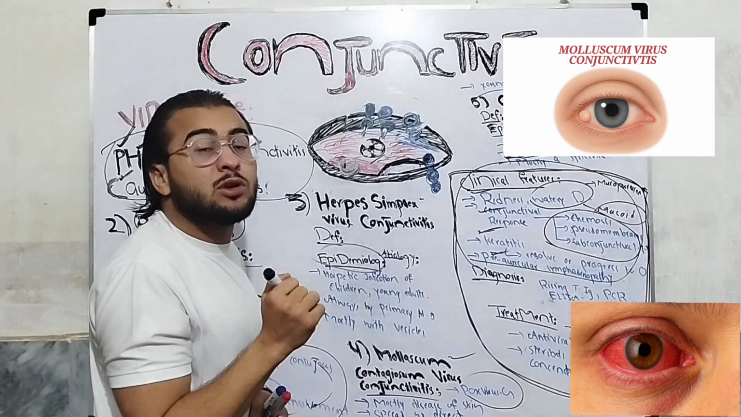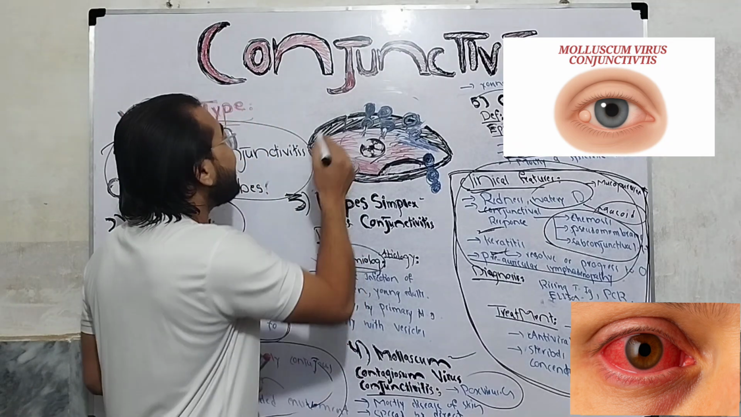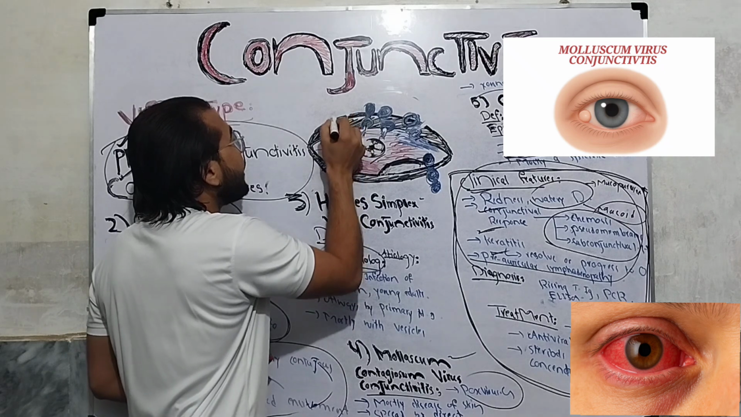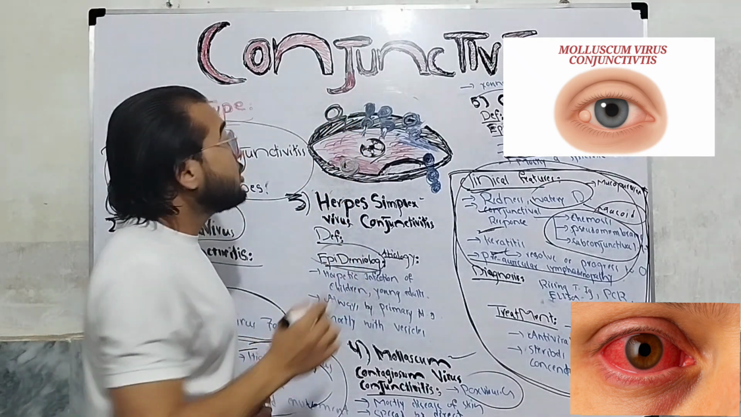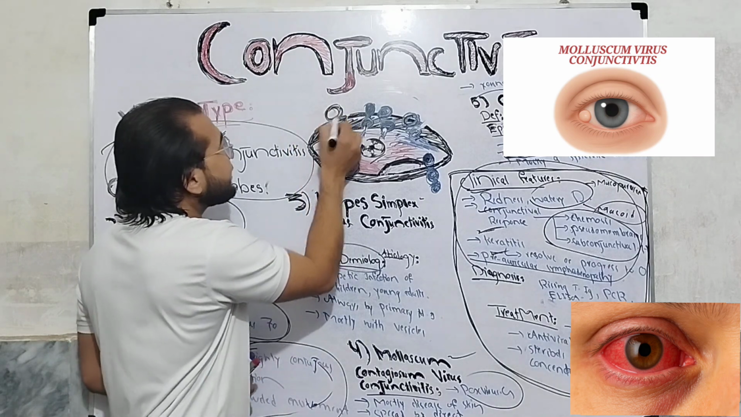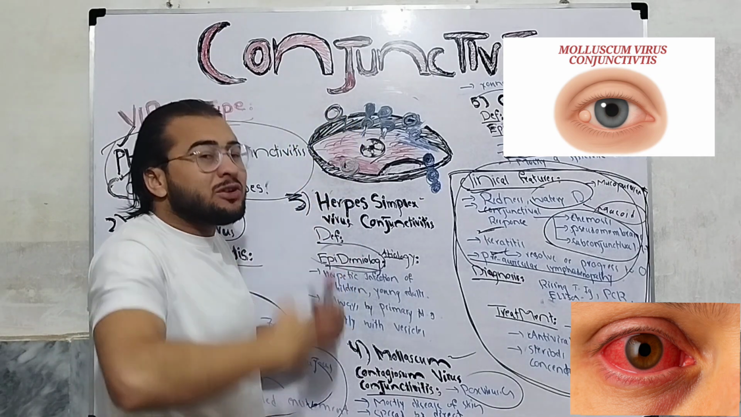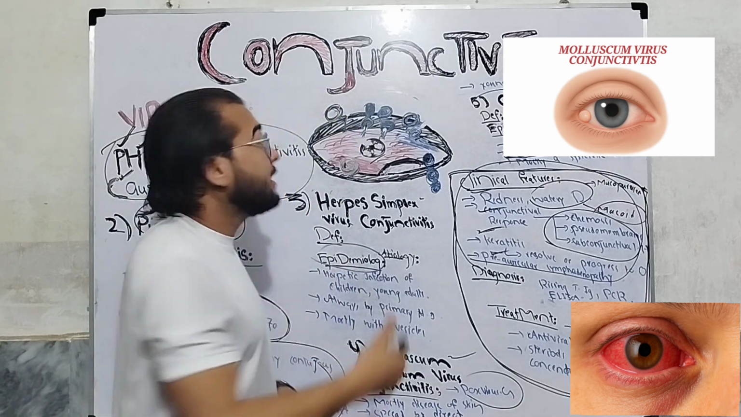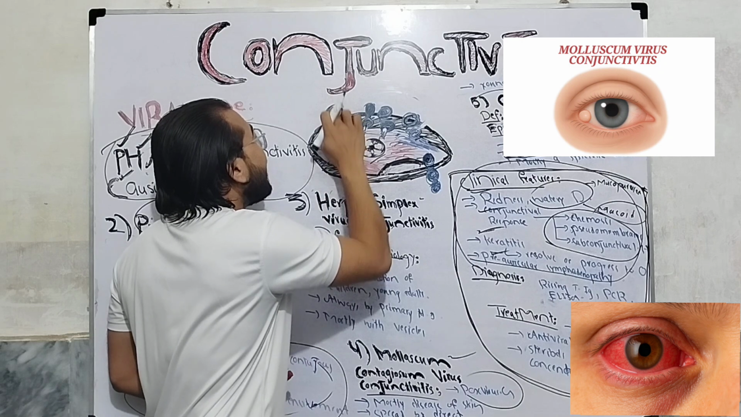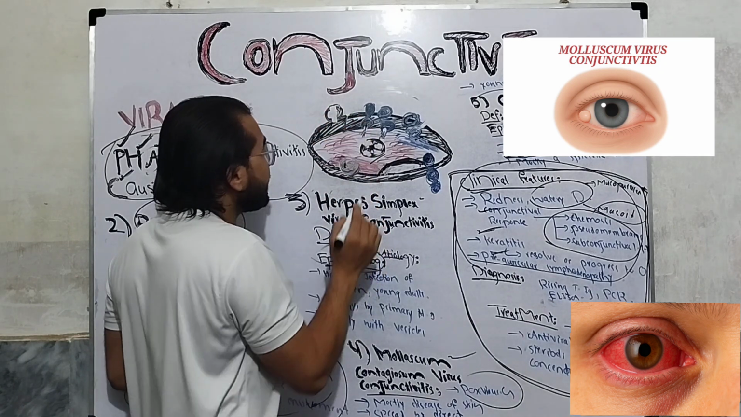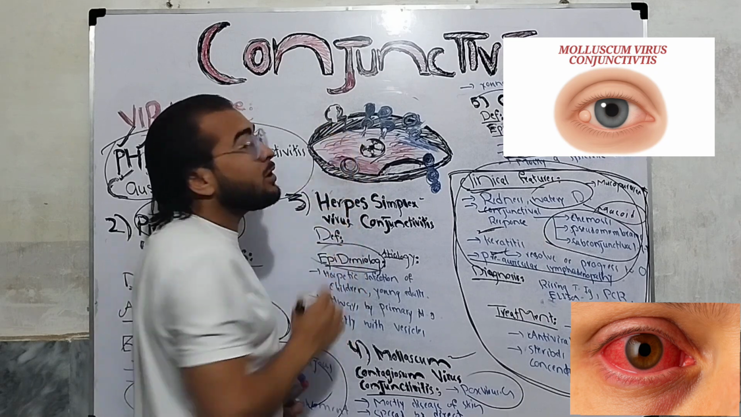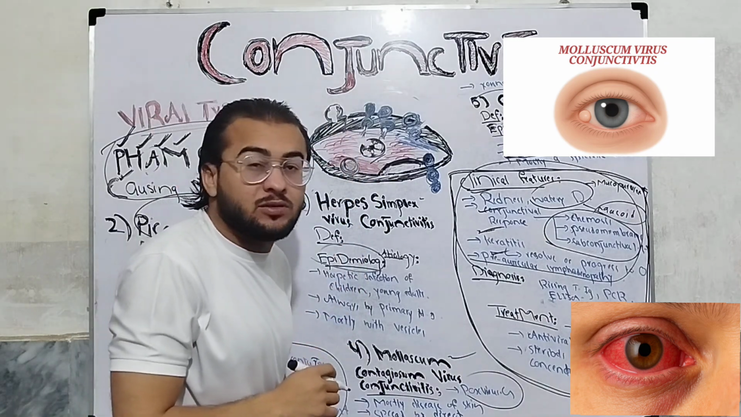These nodules are called molluscum nodules, and we have nodules which are present away from the lid margins, and these are called umbilicated molluscum nodules. They have a depression like an umbilicus in the center. That's why they are called umbilicated molluscum nodules. So we will have two types of nodules, the molluscum nodules and umbilicated molluscum nodules.